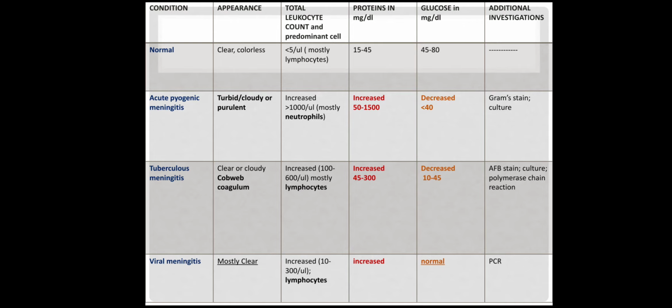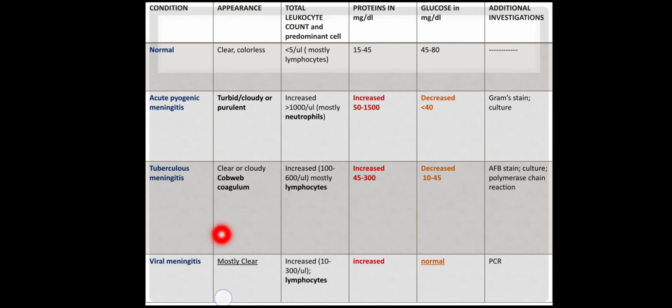So the most important points are that in pyogenic meningitis, the counts will be highly increased and the predominant cells will be neutrophils, and the appearance will be cloudy. The proteins will be increased and glucose will be greatly decreased. In tubercular meningitis, the cobweb coagulum will be seen in the gross examination. Counts are again increased, but to a lesser extent, and mostly lymphocytosis is seen. Again, proteins will be increased and glucose will be decreased.